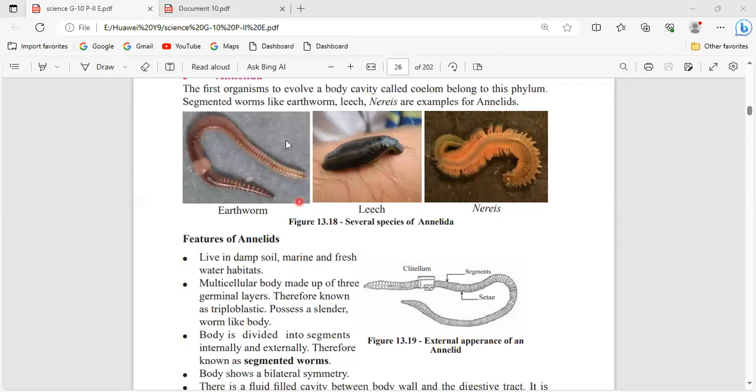Now, when we consider the body form, they have a slender body. They are slender and worm-like. Here they have given the external appearance of an earthworm, an annelid.